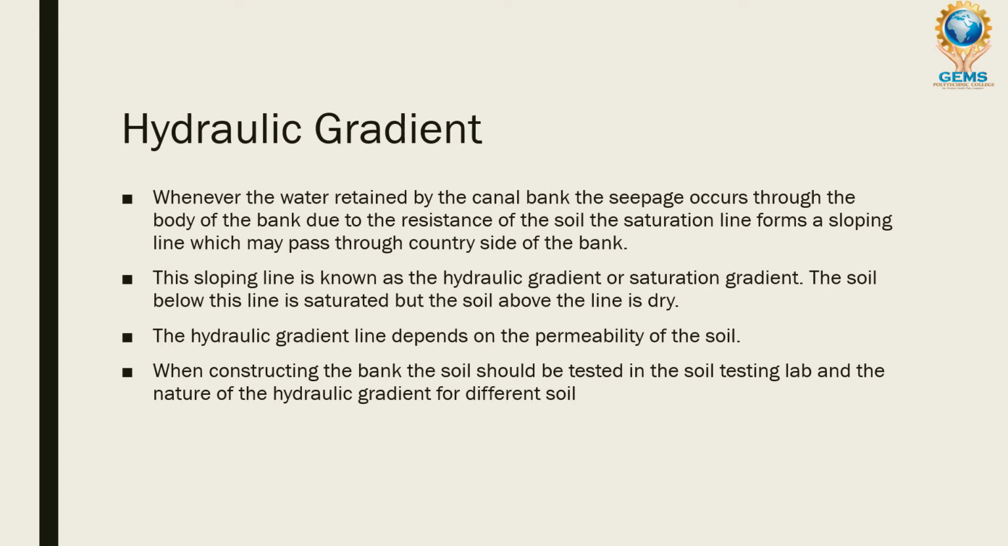As I have mentioned, the water seepage is continuously occurring, and the soil tends to oppose the entry of water. The hydraulic gradient line depends on the permeability of the soil. Whenever the permeability increases, the line will increase step by step to a certain level. But if the soil permeability is less, the line will go slantingly, forming a sloping formation. That is called the saturation point. The sloping line is also known as the hydraulic gradient or the saturation gradient.